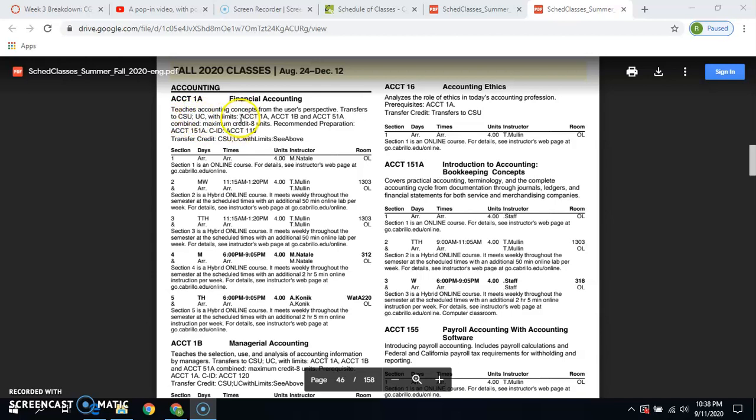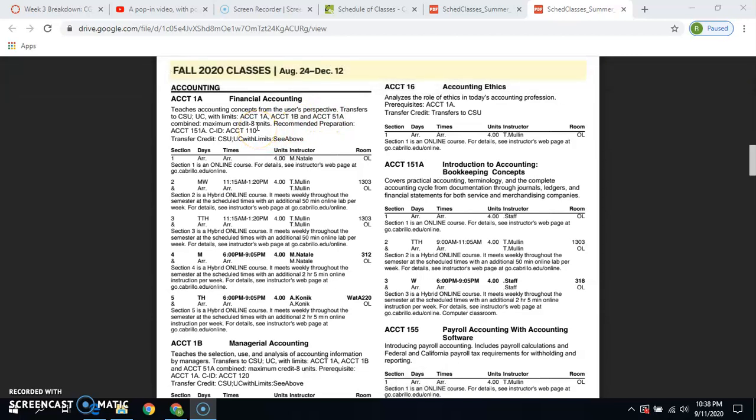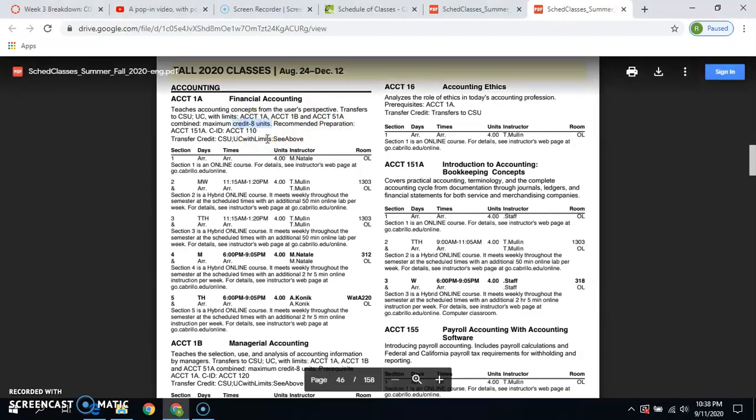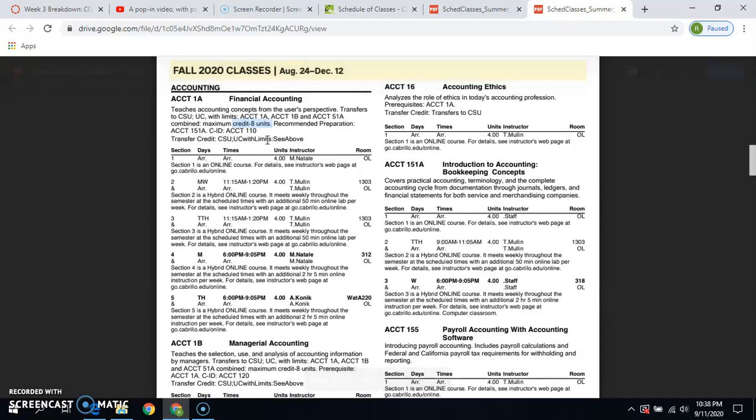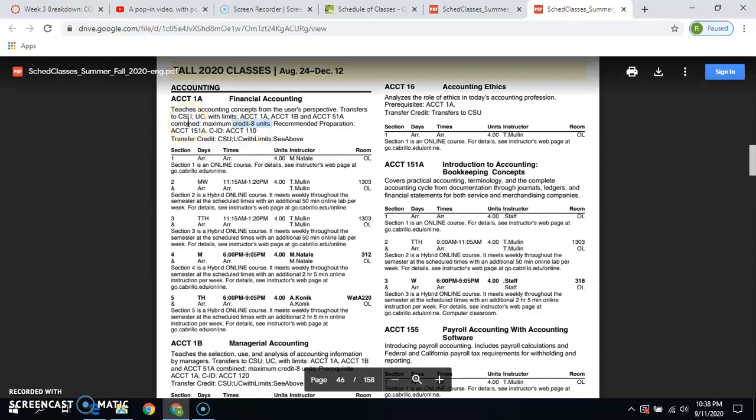limit. Accounting 1A for 4 units, Accounting 1B, which is also 4 units, and Accounting 51A, which is also 4 units for a total of 12, will transfer to the University of California. However, instead of giving you 12, they're only going to grant you credit for 8 units. That is the case with the UC. That is not the case with CSU. CSU will grant you all 12 units.